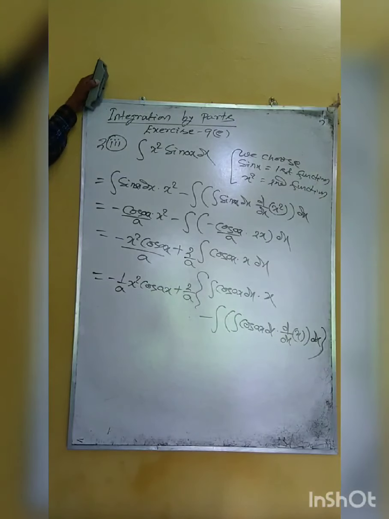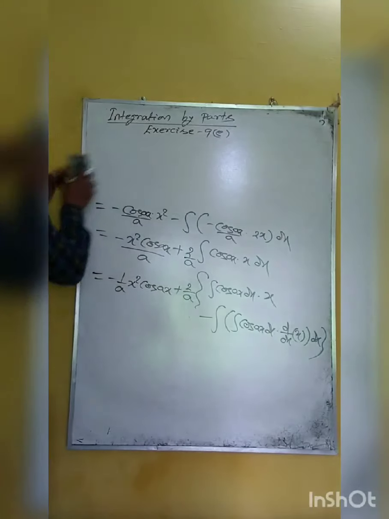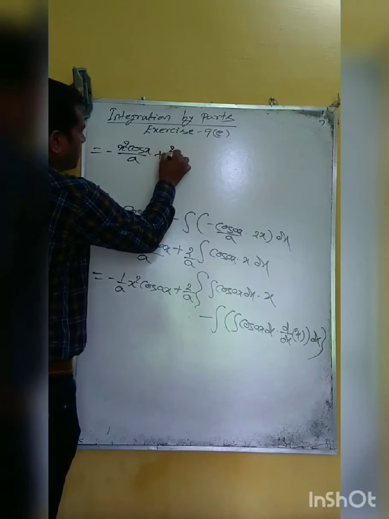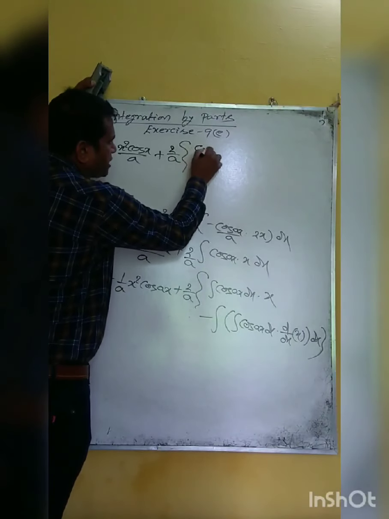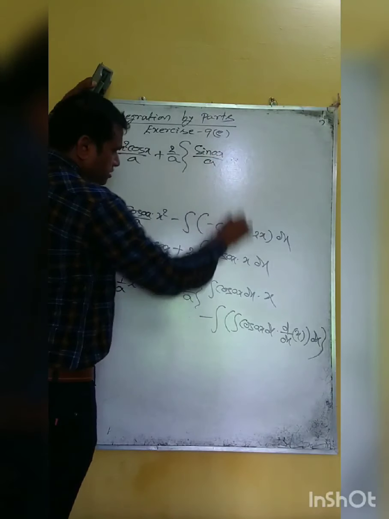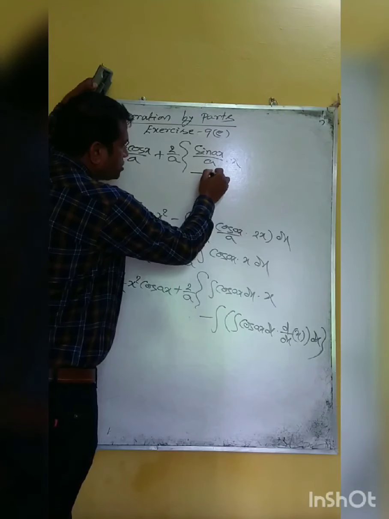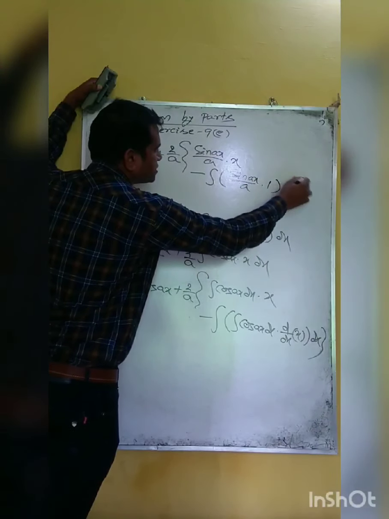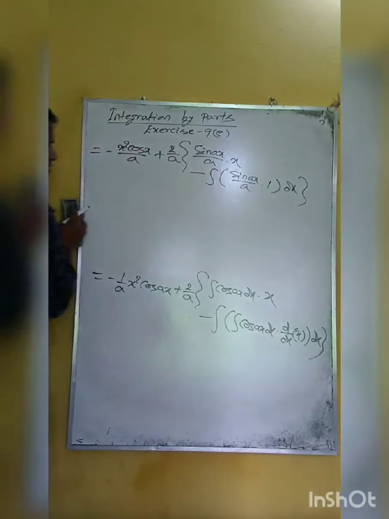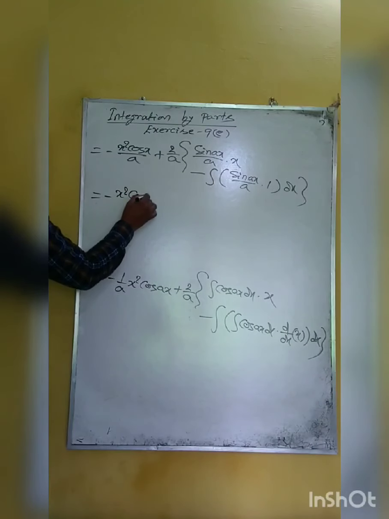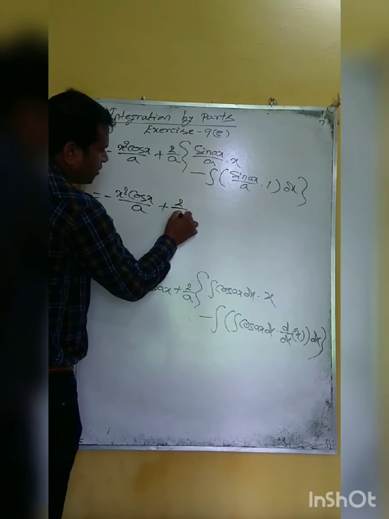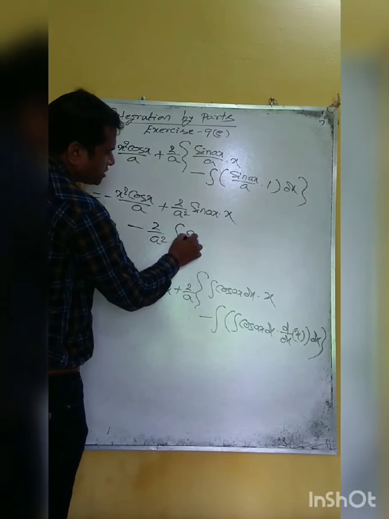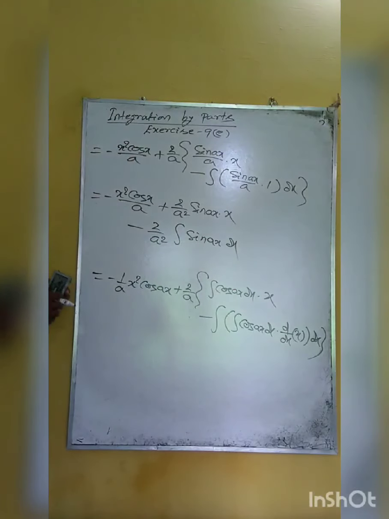Okay, next, that equals minus x square cos ax by a plus 2 by a, that is sin ax by a into x, minus integral of sin ax by a into 1 dx. Okay, that equals minus x square cos ax by a plus 2 by a square sin ax into x minus 2 by a square integral sin ax dx.